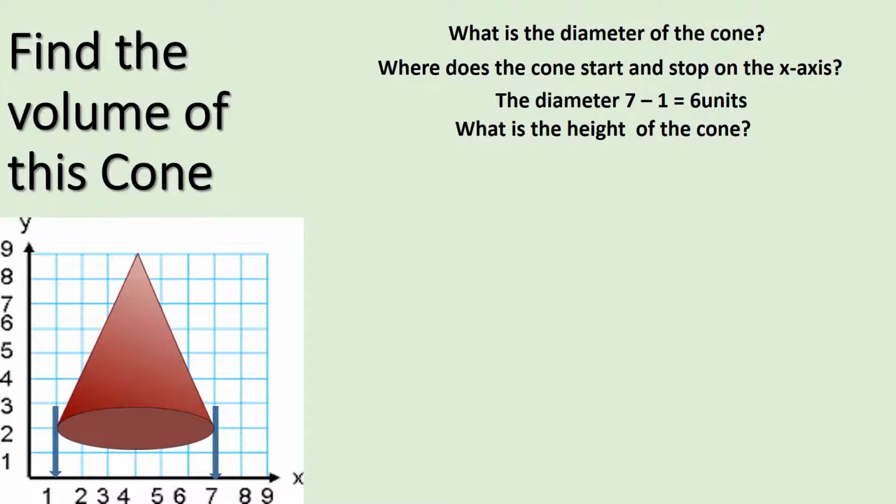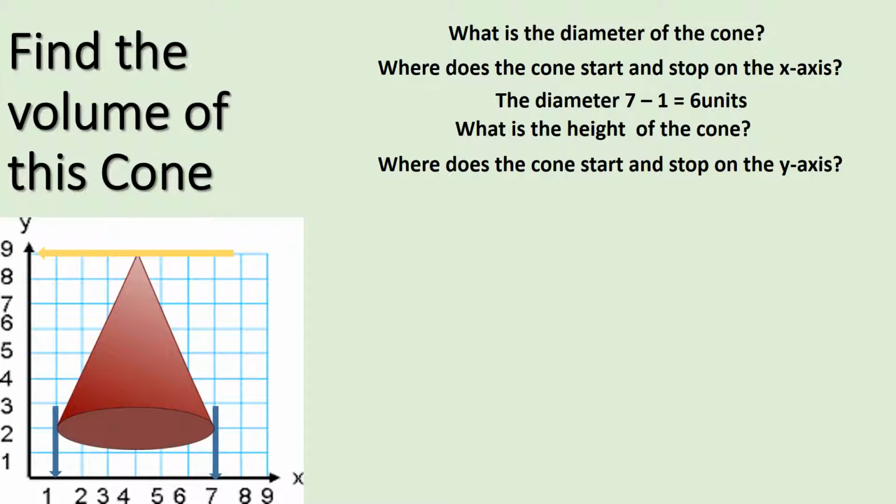All right, now we need to know the height of the cone, don't we? Well, the top looks fairly easy. I think it's going to start at 9. And where does it stop? Now we want to look at where the base is the widest. I don't think 1's where it stops. We have to stop where the base is the widest, and that's going to be 2. So it looks like it's from 9 to 2, or the height is 7 units.